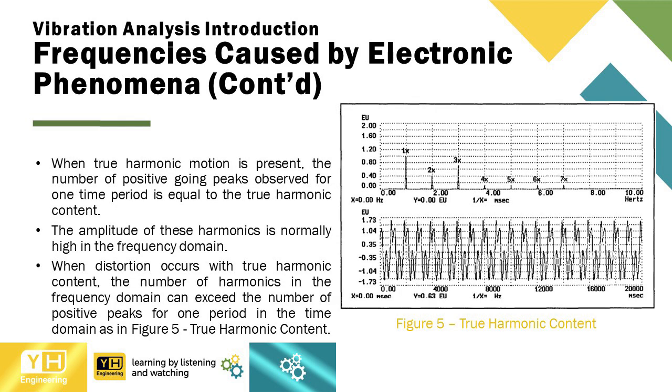When true harmonic motion is present, the number of positive going peaks observed for one time period is equal to the true harmonic content. The amplitude of these harmonics is normally high in the frequency domain. When distortion occurs with true harmonic content, the number of harmonics in the frequency domain can exceed the number of positive peaks for one period in the time domain, as in Figure 5, true harmonic content.